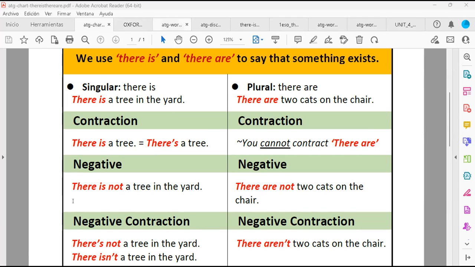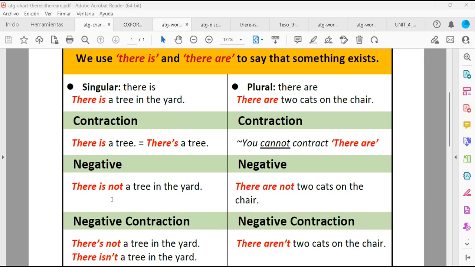Negative. There is not a tree in the yard. There are not two cats on the chair. Okay, perfect. So what do we do in order to make the negative form?